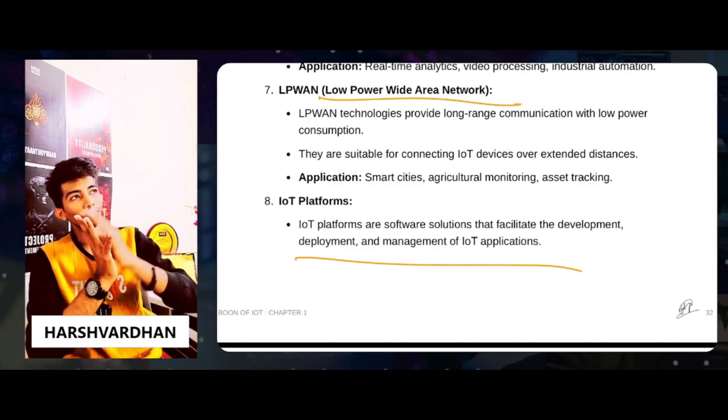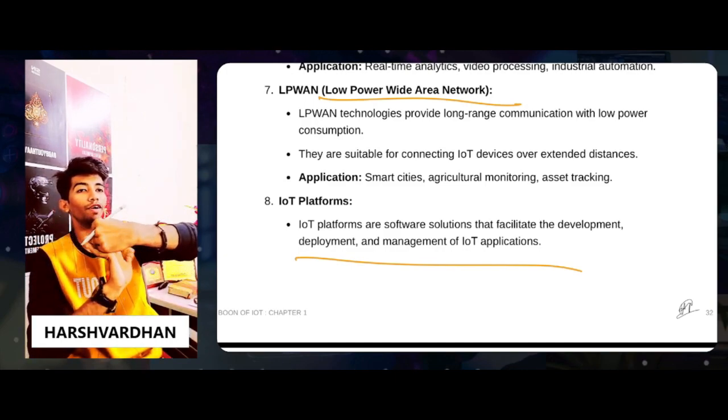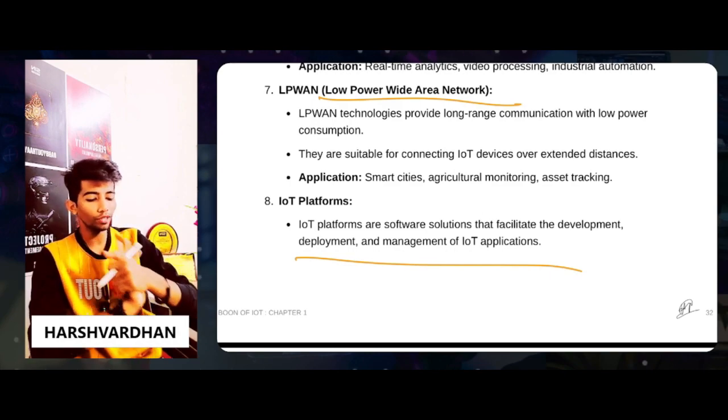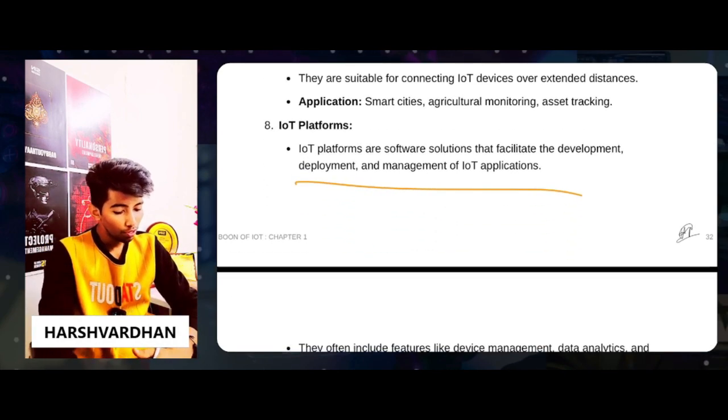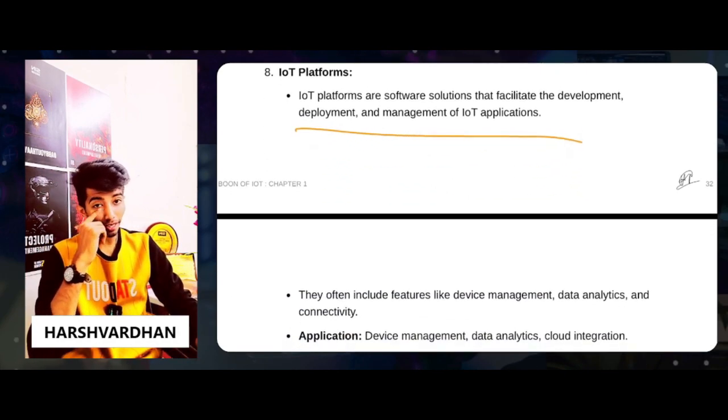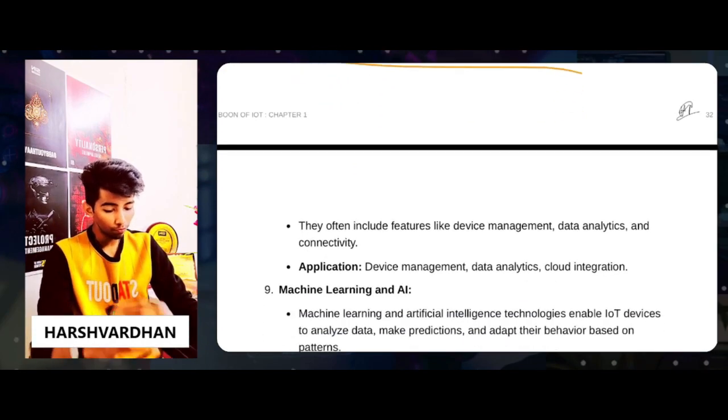Talking about low power wide area networks, LPWAN technologies provide long range communication with low power consumption. Suppose I want to communicate with a device which is far away from me, for that I will be using LPWAN. IoT platforms are readily designed nowadays for communicating.